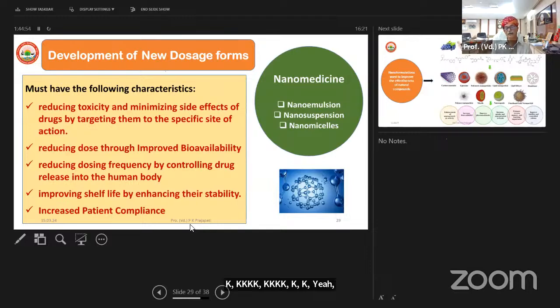Development of new dosage forms: nanomedicine, nano emulsions, nano suspensions, nano miscellaneous. These must have the following characteristics: reducing the toxicity and minimizing the side effects of the drug by targeting it to a safe site of action, reducing dose through improved bioavailability, reducing dosing frequency by controlling the drug release into the human body, improving shelf life by enhancing stability, and increasing patient compliance. So these are the benefits of nanomedicines.